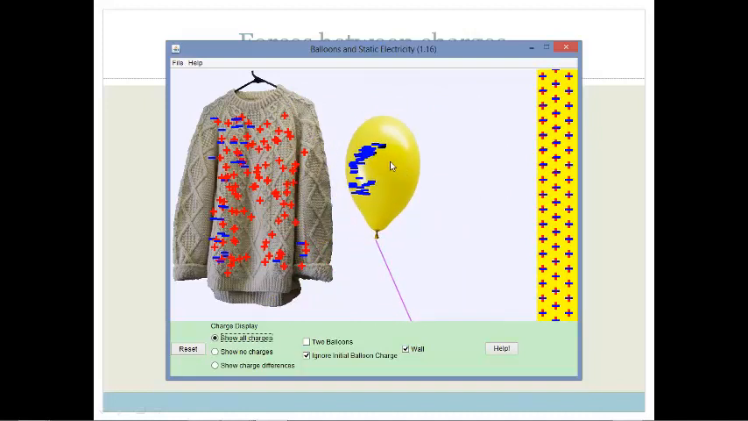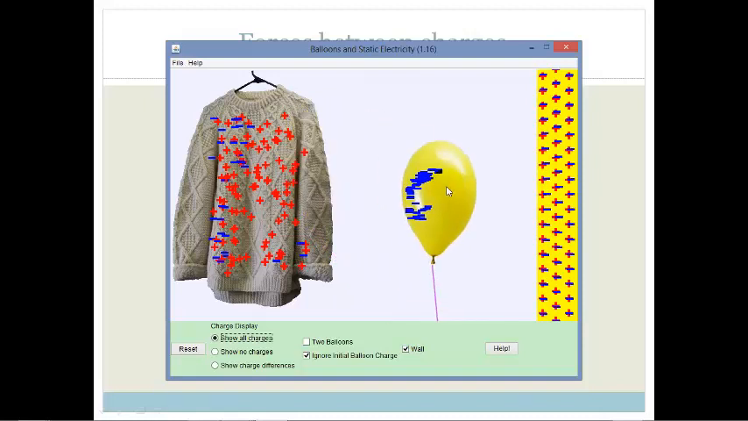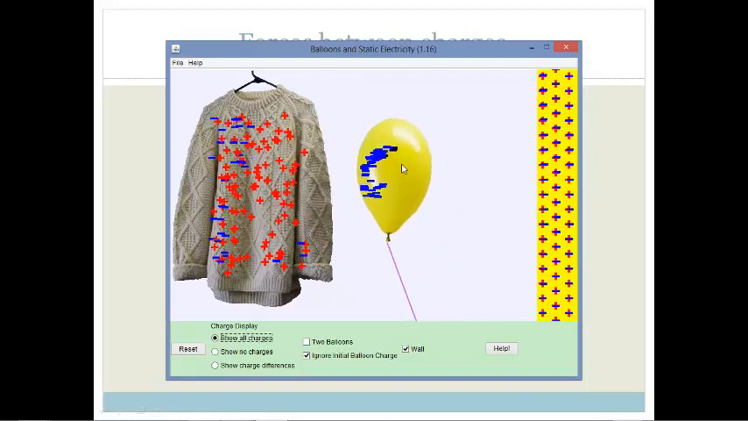So do you see that the jersey is now positively charged because it has a lot more positive protons or positive charges, and it's got a lot less electrons, which is more important. There are much fewer electrons on the jersey than there are on the balloon. So therefore, we can say the jersey is positively charged, and we can say the balloon is negatively charged.